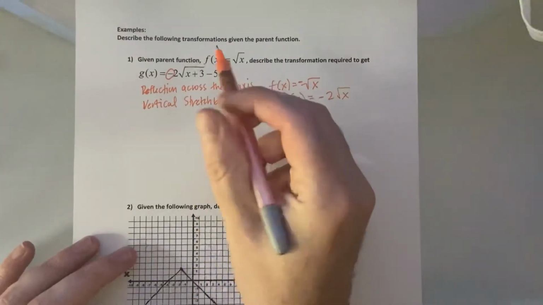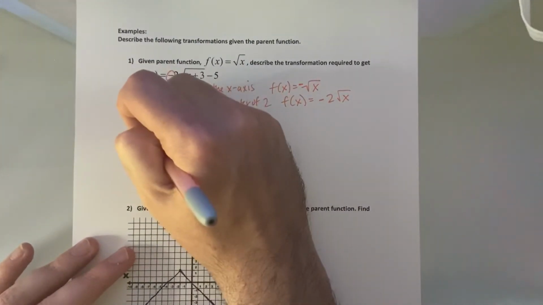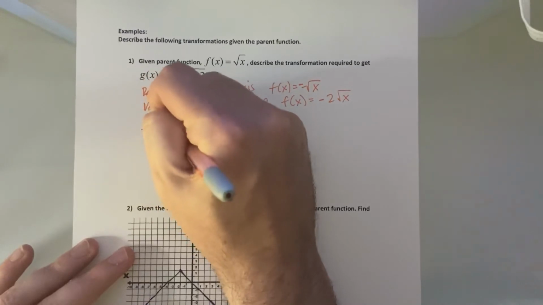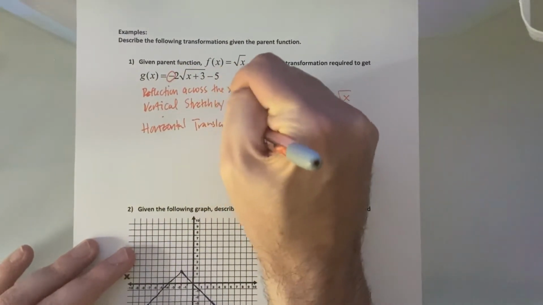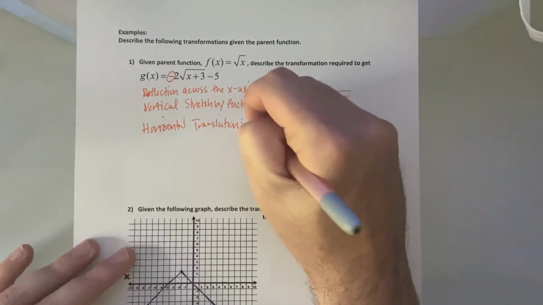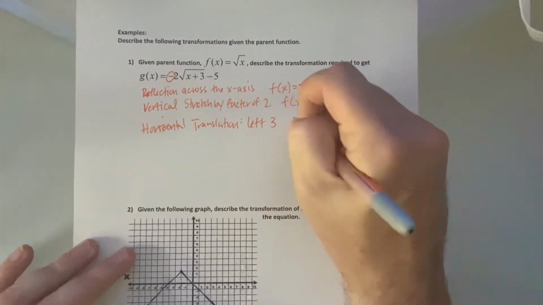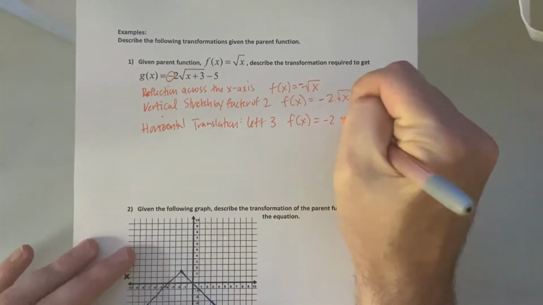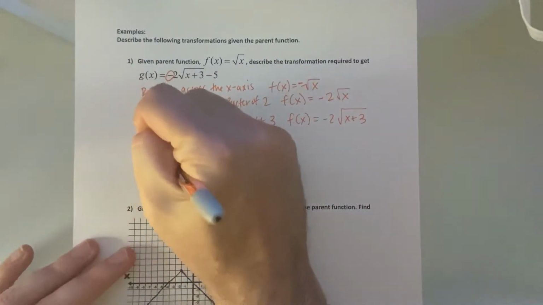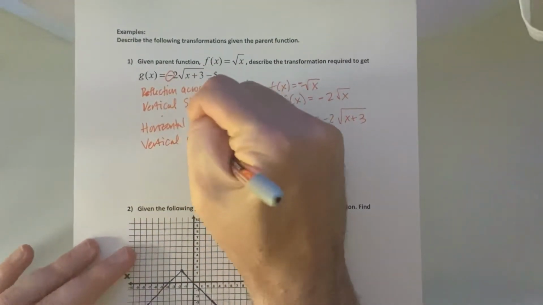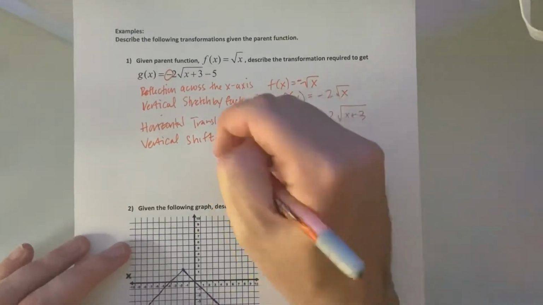Okay, so now we have the translations. So the +3, we have a horizontal translation. It doesn't matter which order you do the translations. The +3 means we're actually going left 3. And then we have a vertical translation, or you can call it a vertical shift. If you want to say horizontal shift and vertical shift, this is down 5.